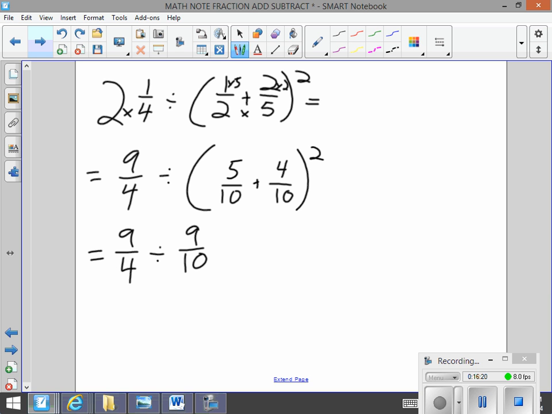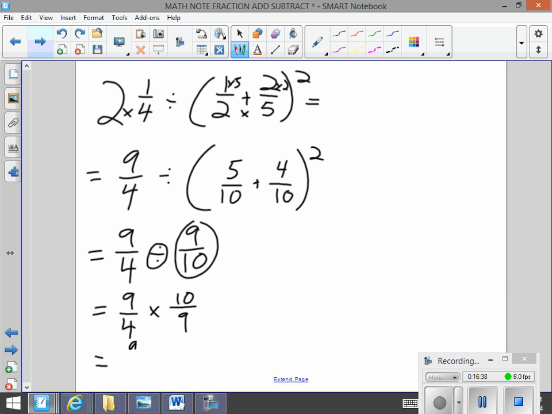Okay, so if we add those together, it's 9 over 10. All right, now we're going to divide. And for that, remember, we're going to use multiplication instead, but because that's the opposite of this, we need the opposite of this. So we flip it. All right, now we just multiply.